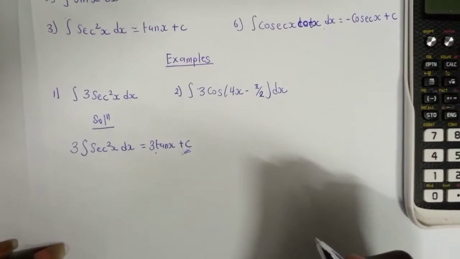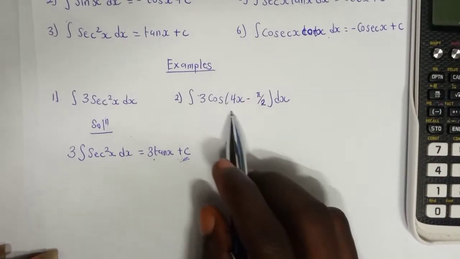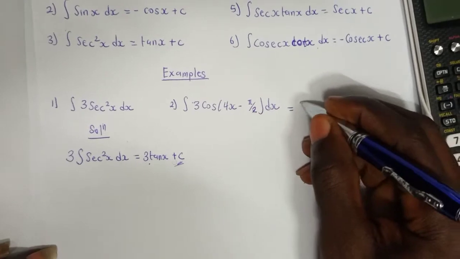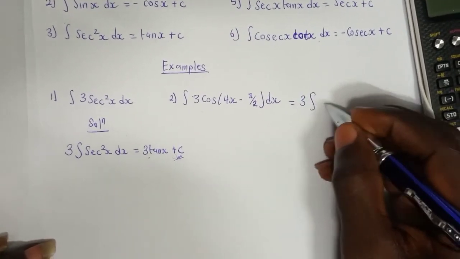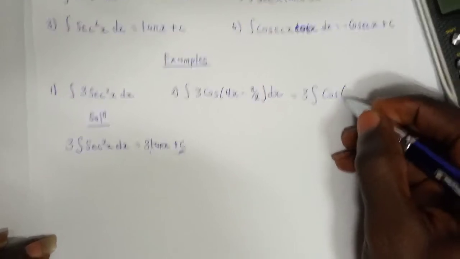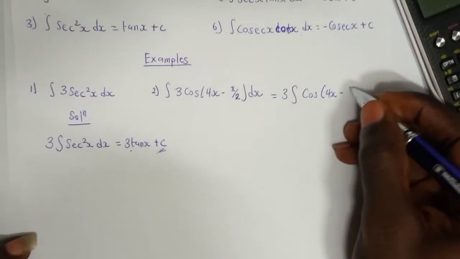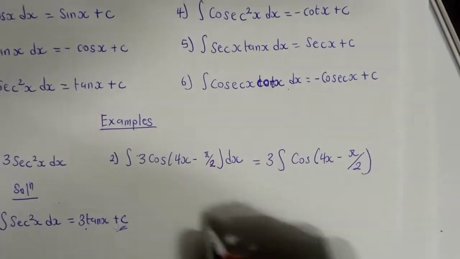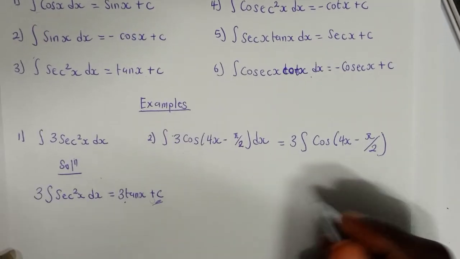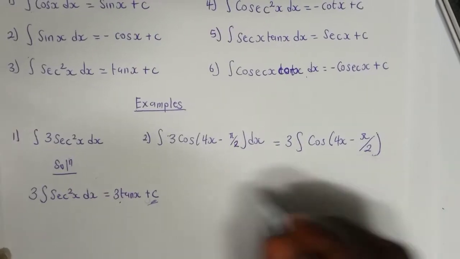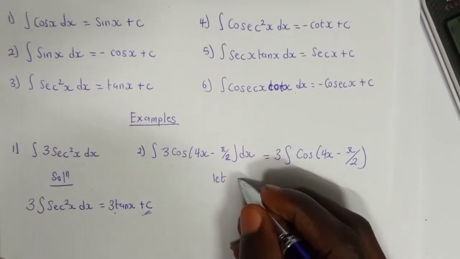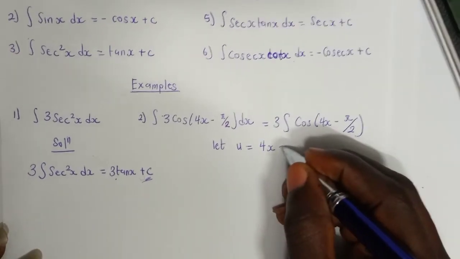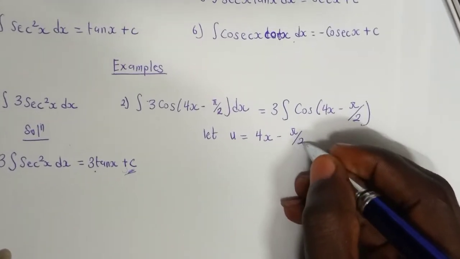Let's go to number 2. 3 cos of bracket 4x minus pi over 2 dx. So this we are going to get 3 integral of cos of bracket 4x minus pi over 2. So for this question, we are going to apply the substitution method. Here, let's say u equals 4x minus pi on 2.